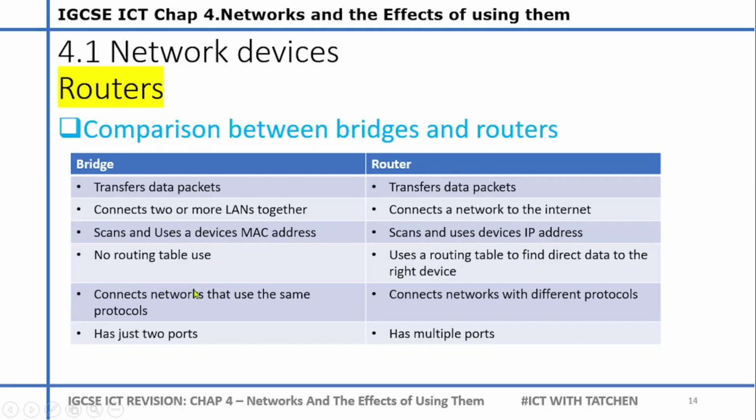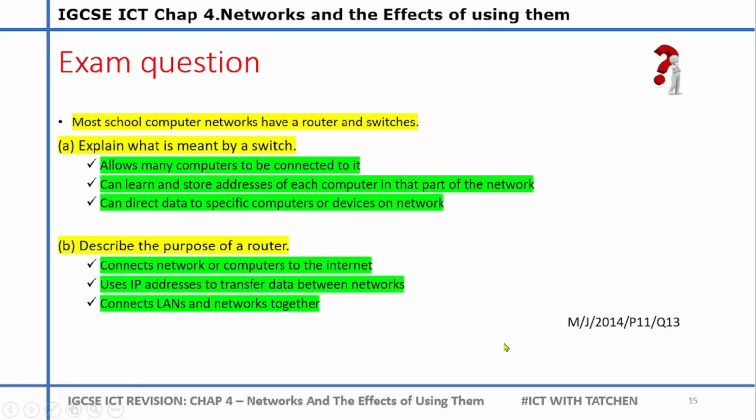The bridge also only connects networks which use the same communication rules, but routers are able to connect networks with different protocols. A bridge, for instance, will have just two ports, but a router has multiple ports.